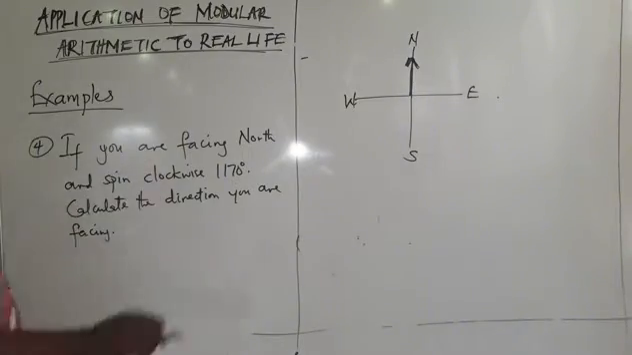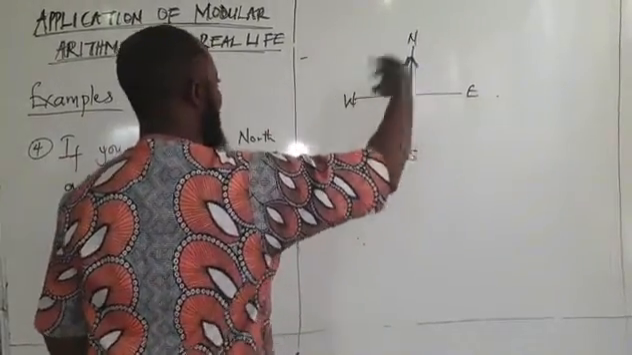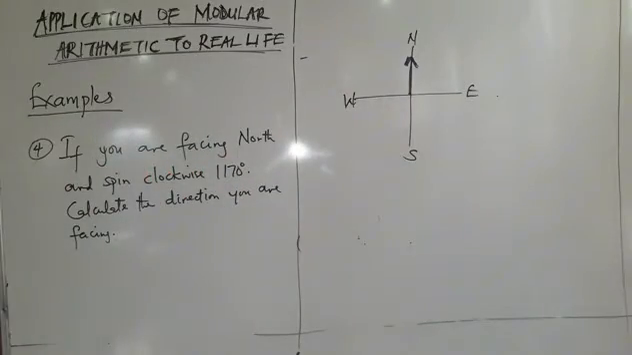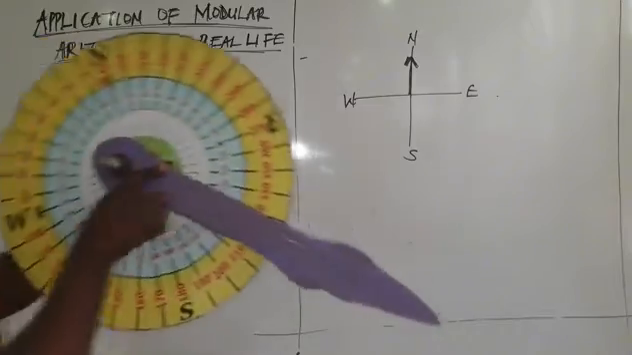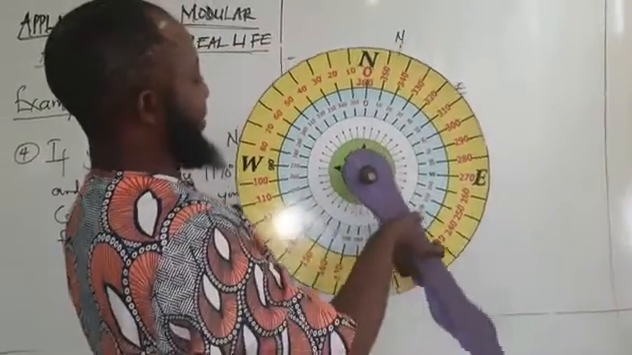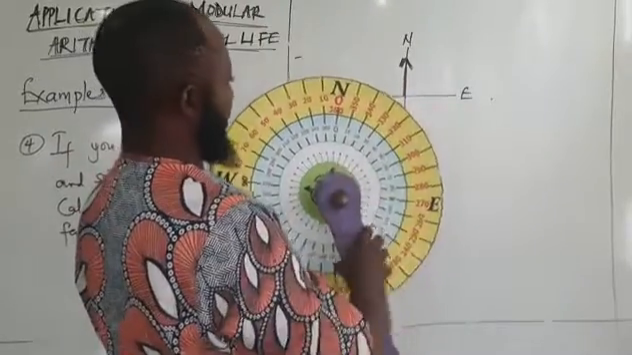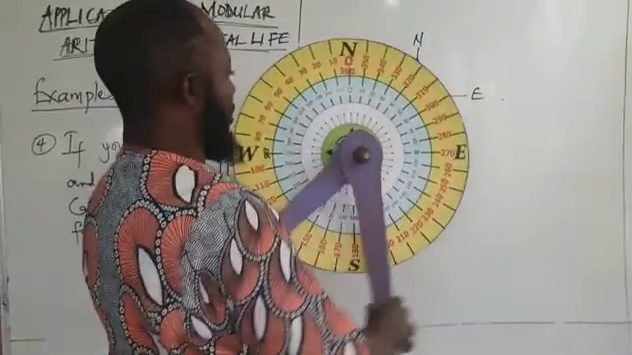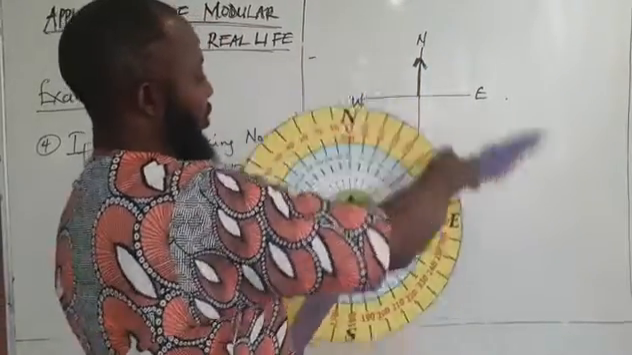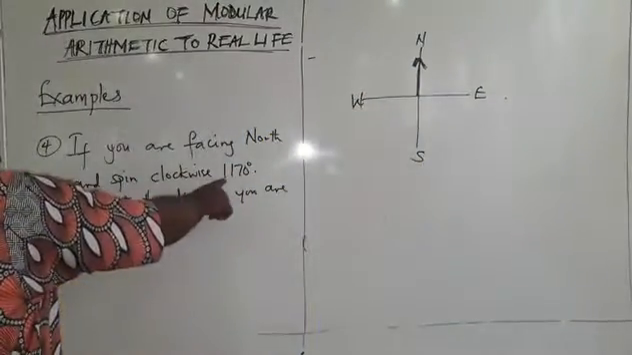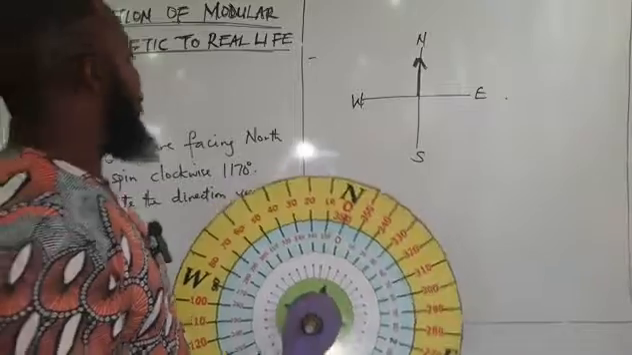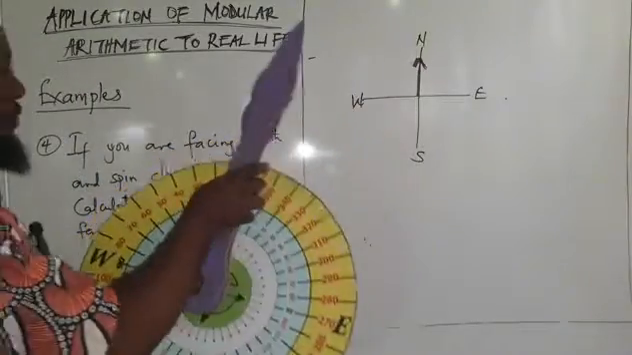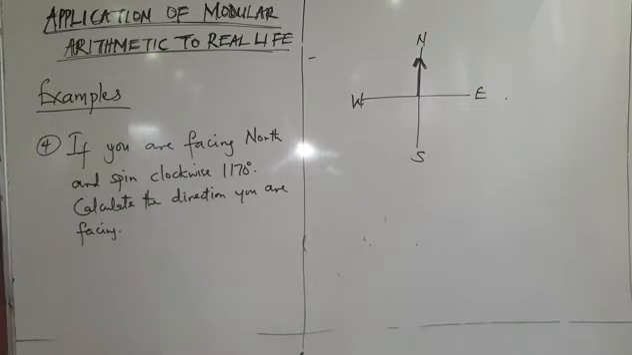And spin clockwise. Clockwise means you rotate like this. Let me make use of this. This is a spinner. We now have it here. This is the north, as you can see: north, south, west, and east. We spin it clockwise like this, by 1,117 degrees. Where will this be facing after this? That's what we want to look at.